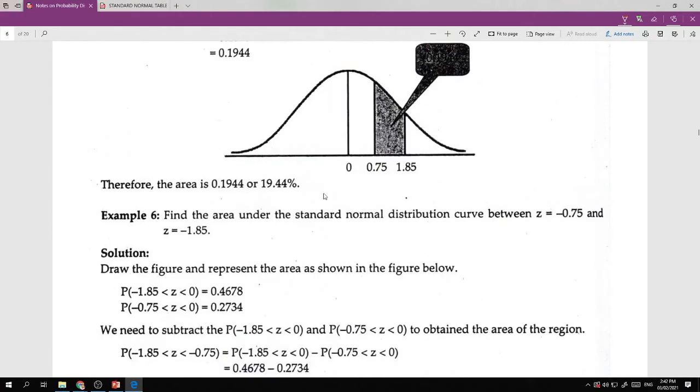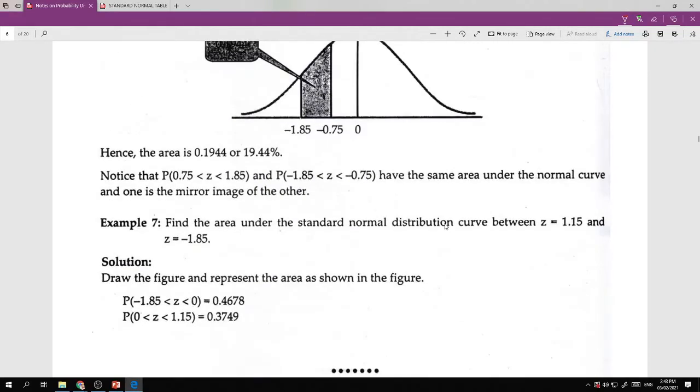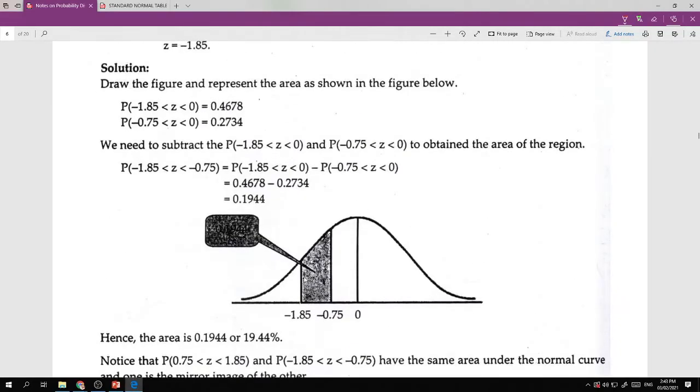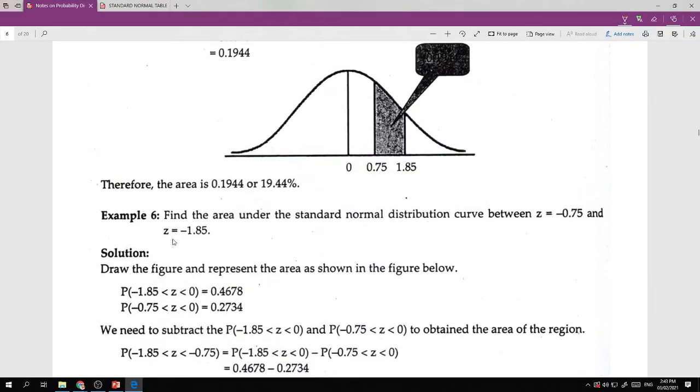Okay, so you have noticed it here. 0.1944, that's our answer a while ago. Now this time, the same question as this. Number 6, we just have a negative. It's the same concept. I just made it negative. Do I need to discuss number 6 or is number 6 okay? Number 6 is the same as number 5.